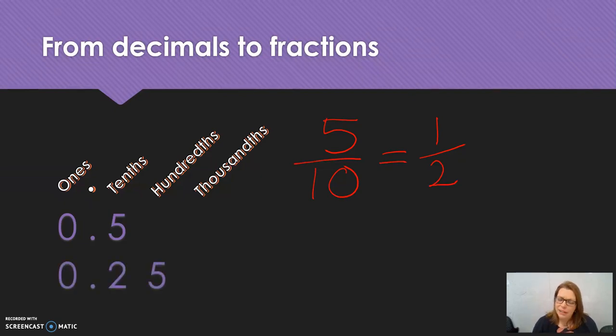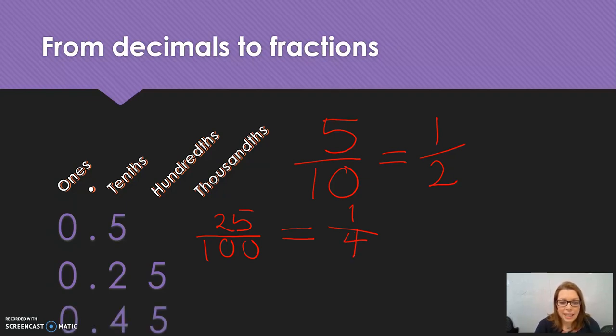0.25 is another one we should have in our head as a quarter, but let's have a look at why it is a quarter. So 0.25, I've got 25 hundredths. And what I'm going to do is divide both of those by the highest common factor, which in this case is 25. If I divide them both by 25, I end up with 1/4.